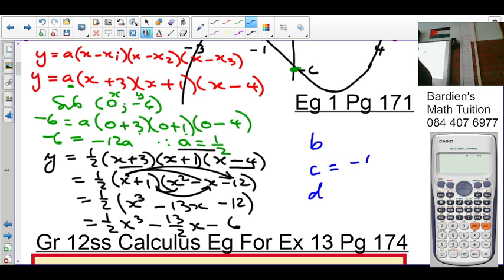My c value is negative 13 over 2. My d value is minus 6 and my b value is 0. Okay. Do you guys understand? Is there any confusion? Goliath? Is there confusion, Michael? No. You all understand, huh?